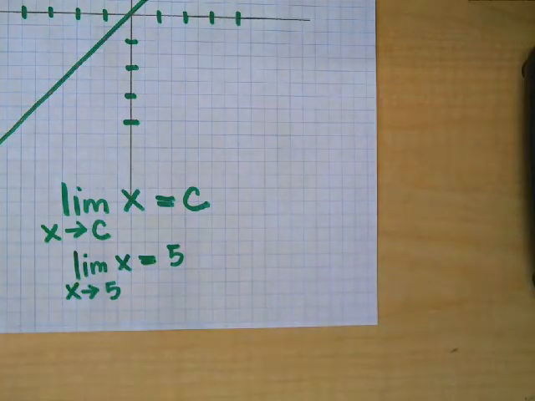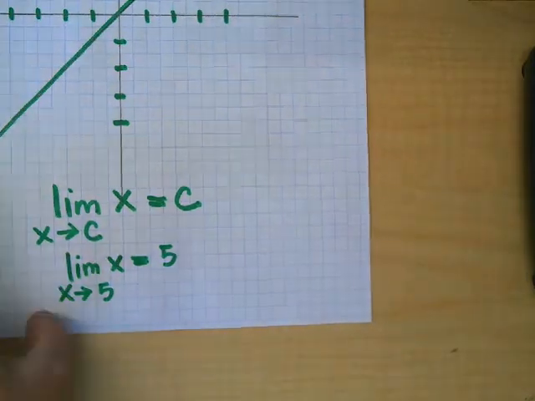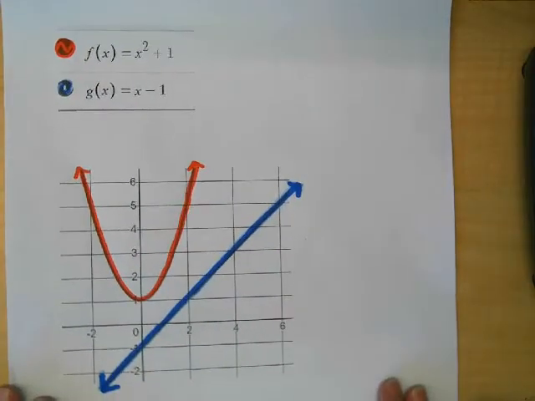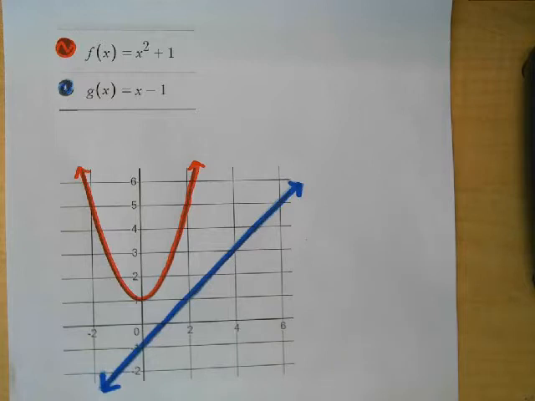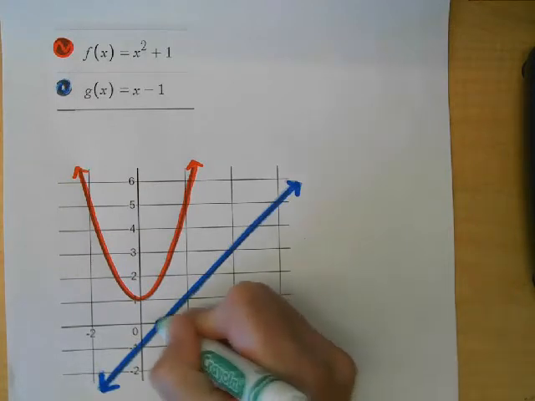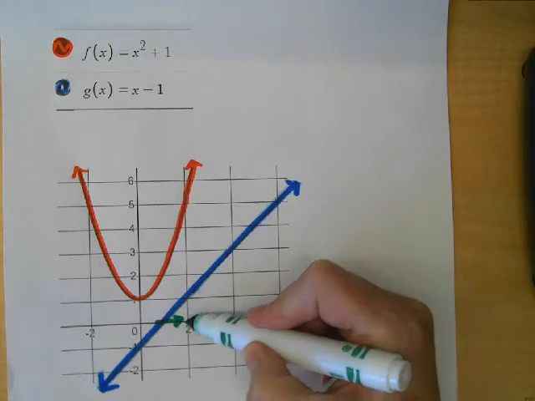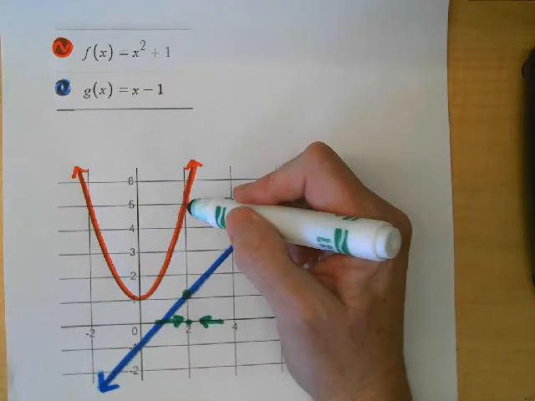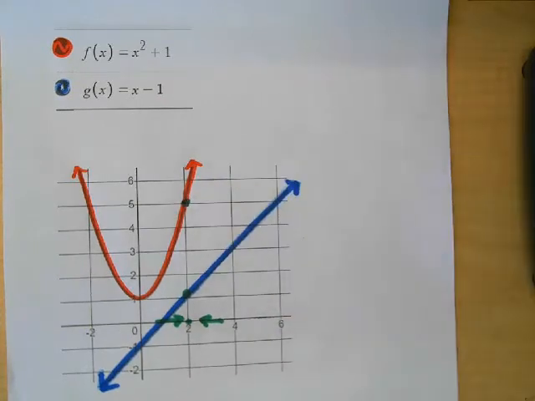Okay, so let's look at if we're adding, subtracting, multiplying, things like that with limits. So I have two functions here. I've got an f function and a g function. And I could add these functions together. And let's just kind of think, well, what would happen as x approaches 2? So let's look at as we're going towards 2. Well, on the blue function, it's at 1. And on the red function, it's at 5.